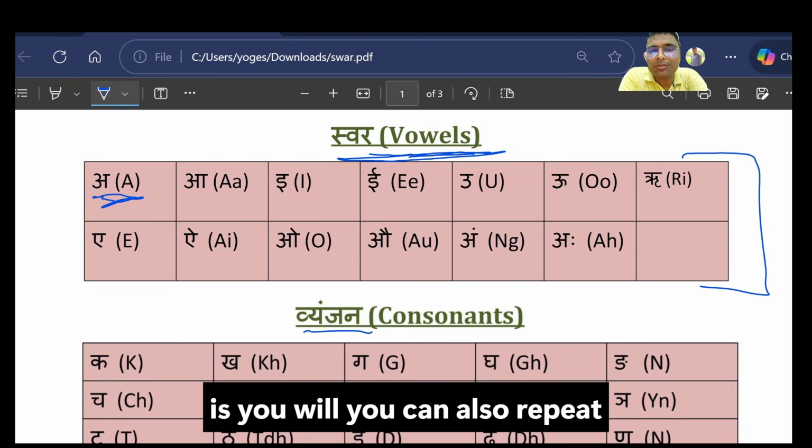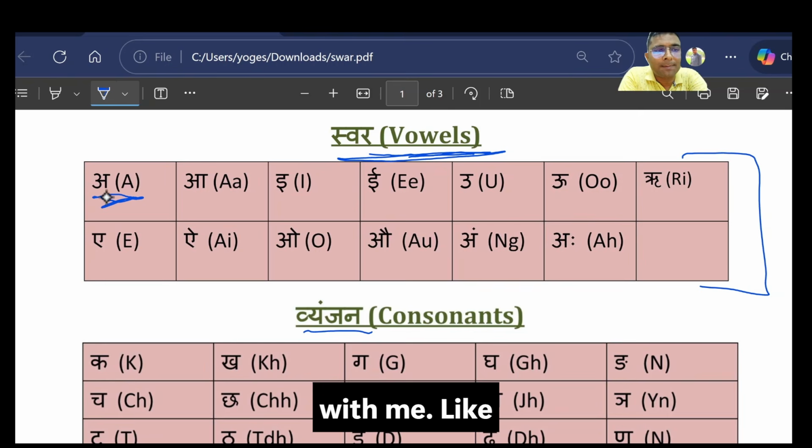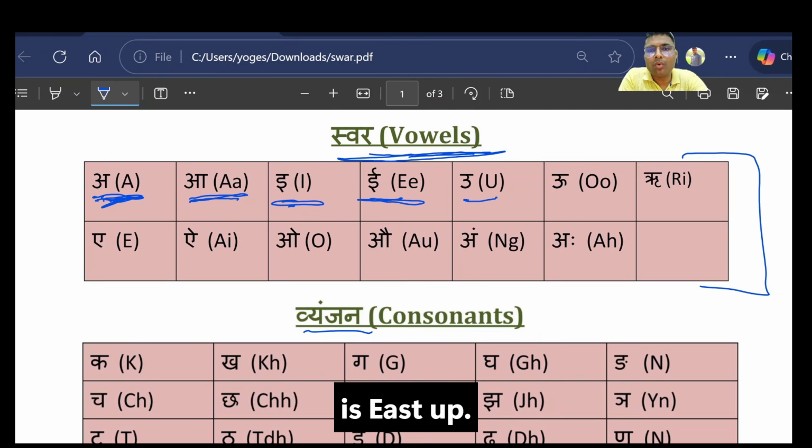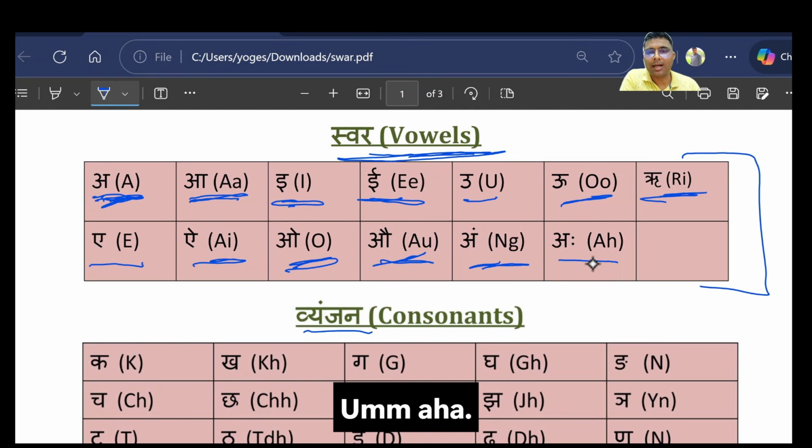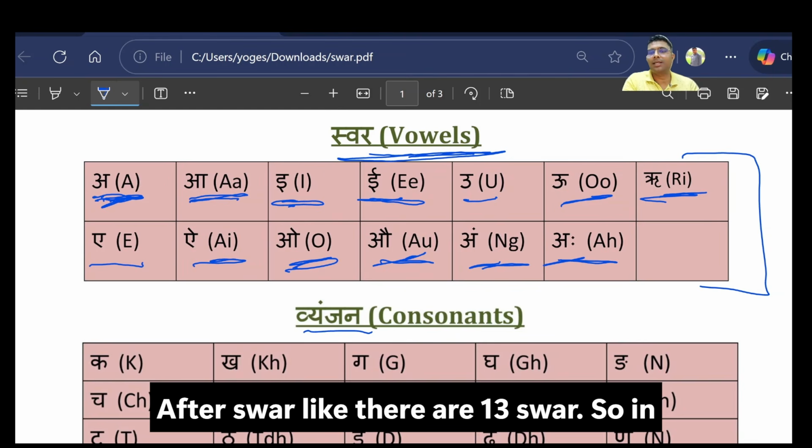You can also repeat with me: A, like A in apple. Next, dear students, is A. First one is A, then E. Next is E, then U, U. Next is Re. Then A, I, O, Au, Aha. So there are 13 swar.